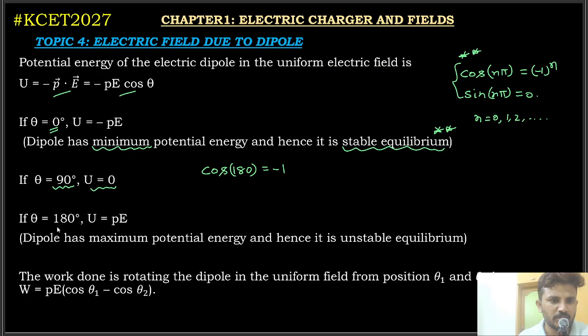Then at cos 180 you will get plus PE, because minus minus will get cancelled. Here the potential energy is maximum. This is called unstable equilibrium. These angles will be asked.